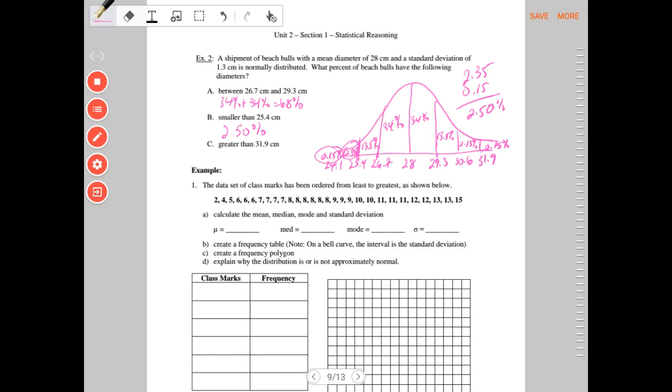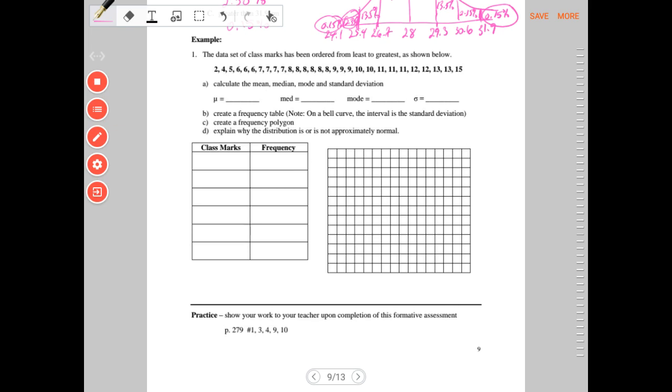Part C, greater than 31.9. So 31.9 is right here. This is the value I'm looking at. It's simply read off the table, 0.15%.